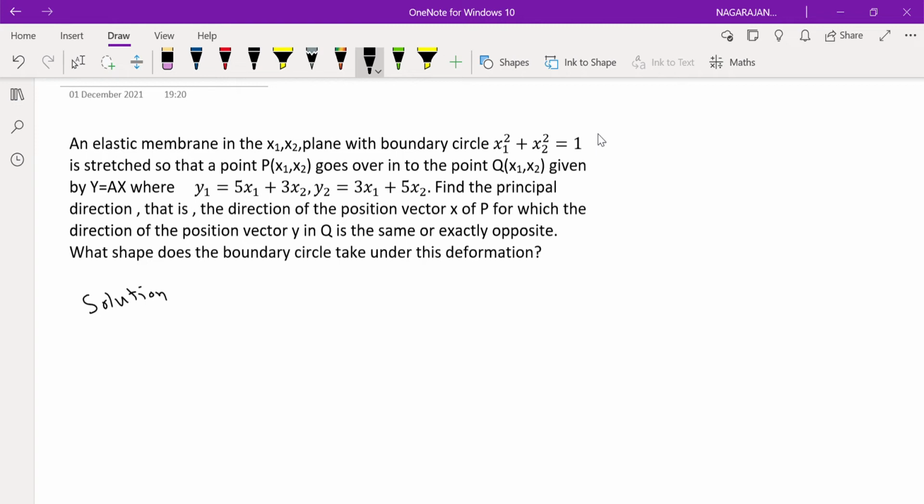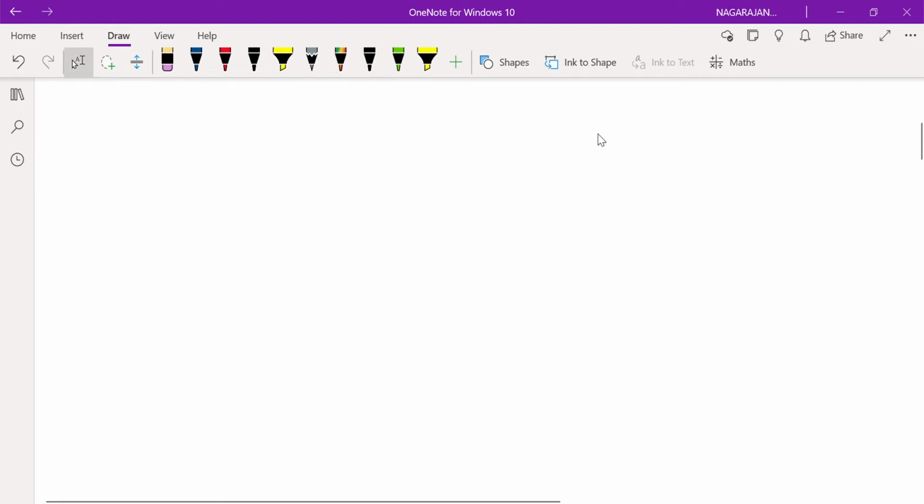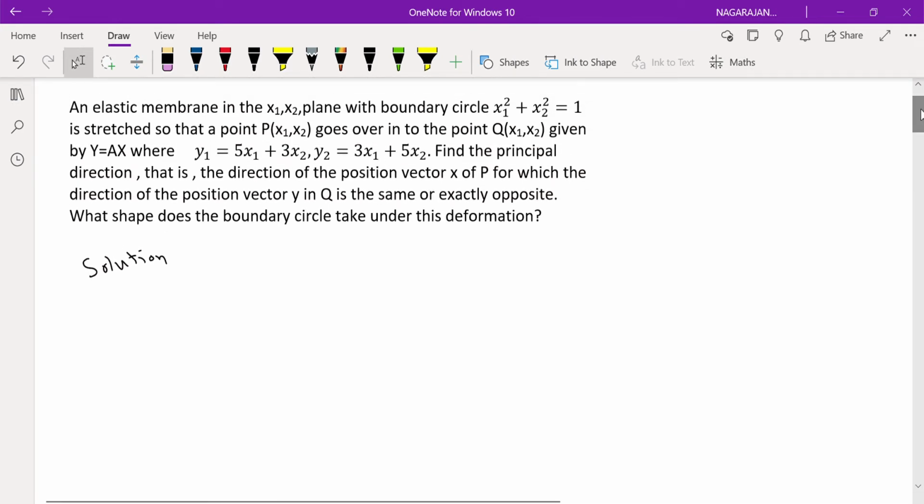For the previous problem the matrix A was given directly, but here two equations are given. So from these two equations we form the matrix. After that we can use the previous steps. We are looking for the vector x such that y is equal to lambda x. Since y is equal to Ax, Ax equals lambda x.